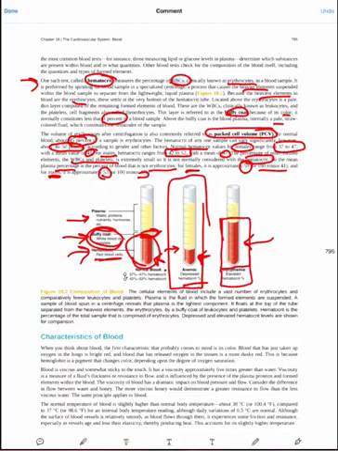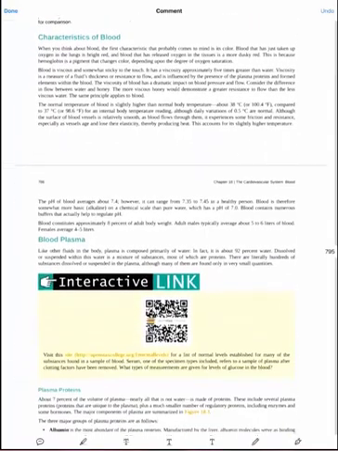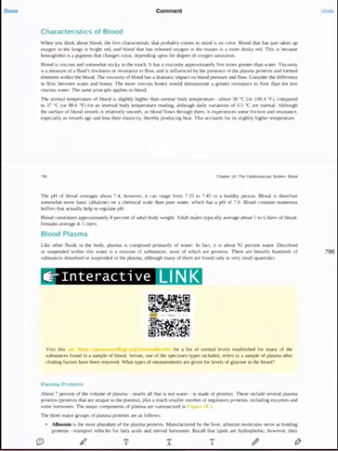So our characteristics of blood, when you think about blood, the first characteristic that probably comes to mind is the color, right? So we think of blood, we think about red. So blood that has just taken up oxygen is actually bright red, and the blood that has released oxygen in the tissues is more of a dusky red.